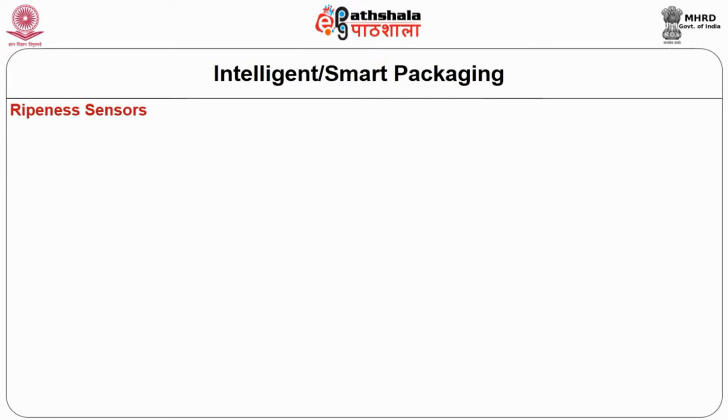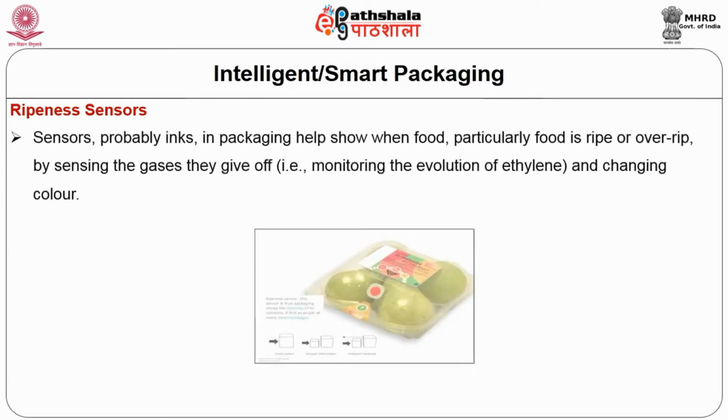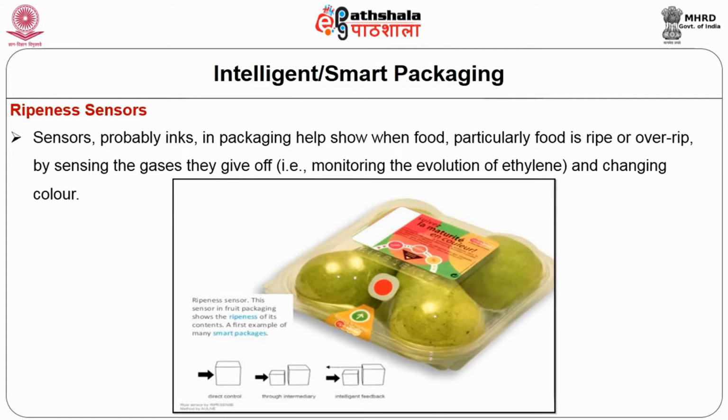Ripeness sensors also come under smart packaging. In this packaging, sensors, probably inks in packaging, help show when food is ripe or overripe by sensing the gases they give off, that is monitoring the evolution of ethylene and changing color.